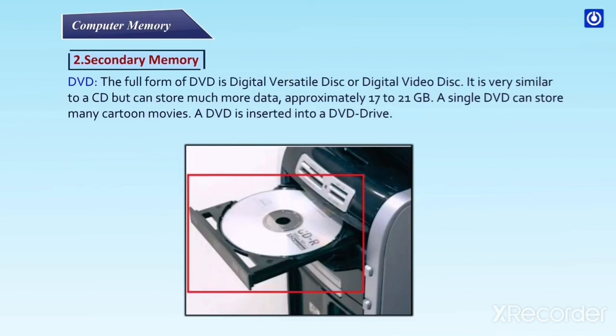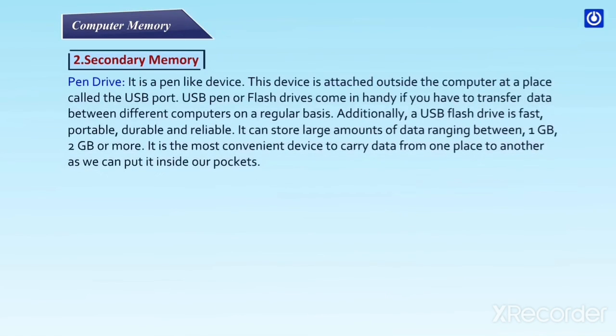DVD. The full form of DVD is Digital Versatile Disc or Digital Video Disc. It is very similar to a CD but can store much more data, approximately 17 to 21 GB. A single DVD can store many cartoon movies. A DVD is inserted into a DVD drive.